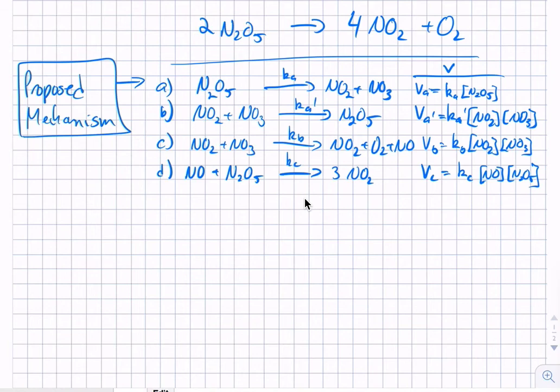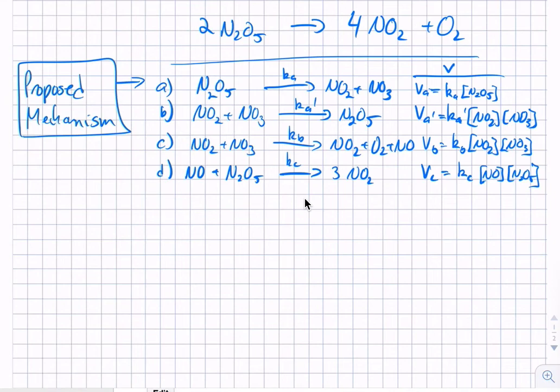Again, this would be virtually identical to step B, with the exception that the rate constant is now Kb. And the fourth reaction is an NO reacting with N2O5, producing 3 NO2s. So its rate law will also be second order, but with respect to NO and N2O5. So let's go on to step 3, essentially. What are the intermediates of this reaction, and can we apply the steady state approximation to them?